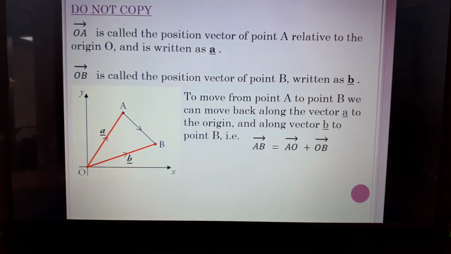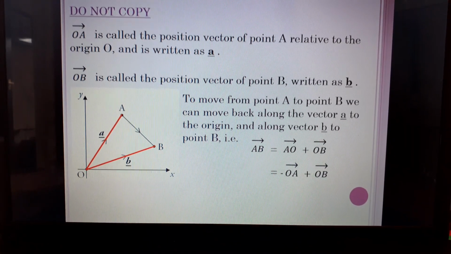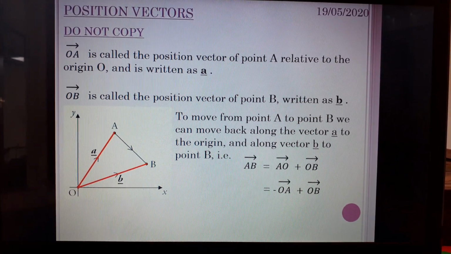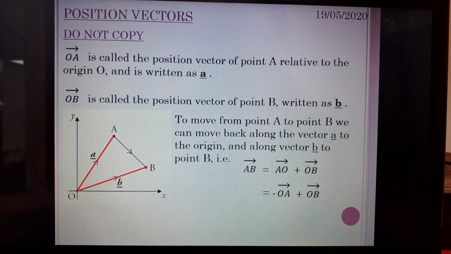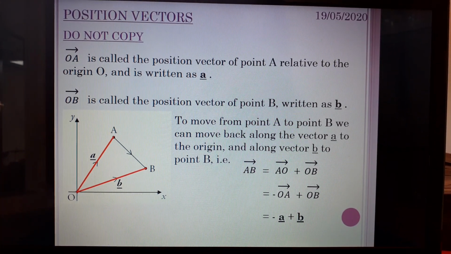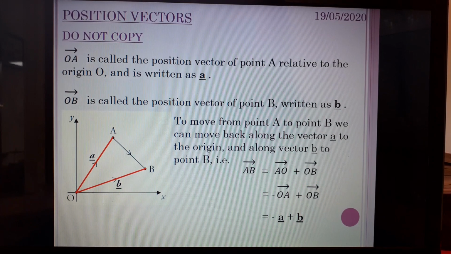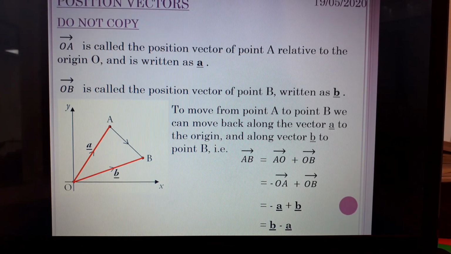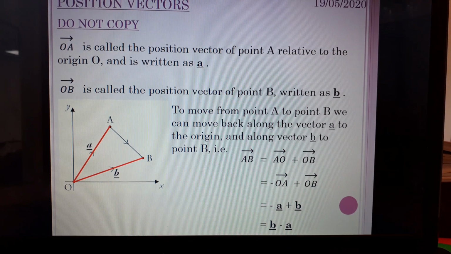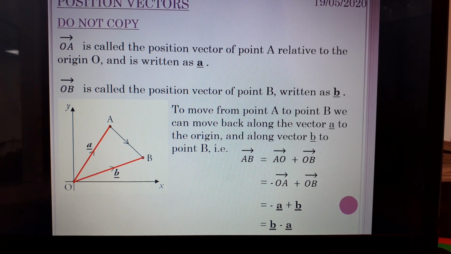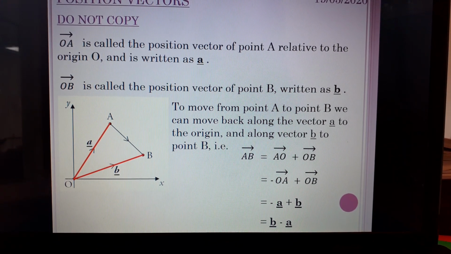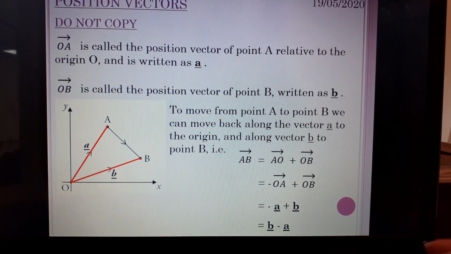Okay, you can see that there. Now A to O is simply minus O to A plus O to B. And minus O to A is minus A plus B, or, as we like to have it, B minus A. Now to get the vector that starts at coordinate A and finishes at coordinate B, we will use the position vectors A and B, and we will do the second letter minus the first, B minus A. And that's the proof of it.